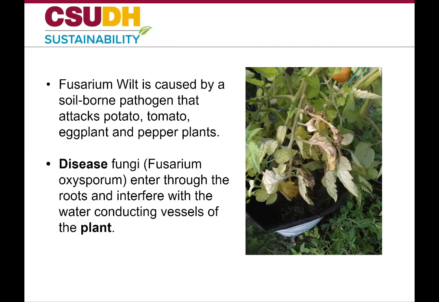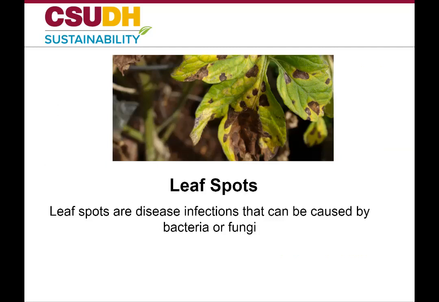Another common type of pathogen is fusarium wilt that specifically attacks potato, tomato, eggplant, and pepper plants. So again, that nightshade family, and that's actually in the soil. So it's a pathogen that basically enters through the roots and then interferes with all the water conducting vessels of the plants, causing this wilt. Another problem that comes up is leaf spots. If you see a bunch of leaf spots popping up all over the plant, that's generally an indication that it's a disease infection being caused by some sort of bacteria or fungi.